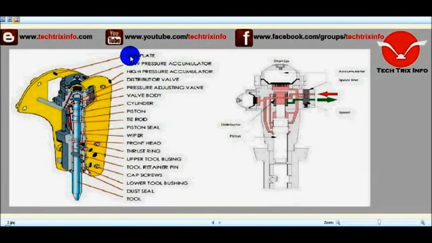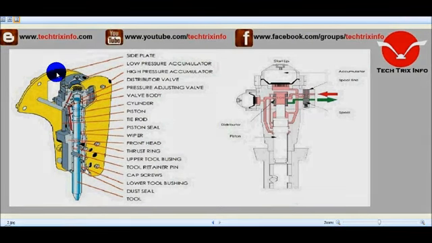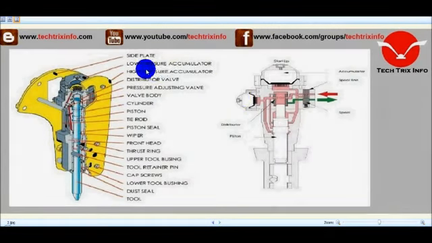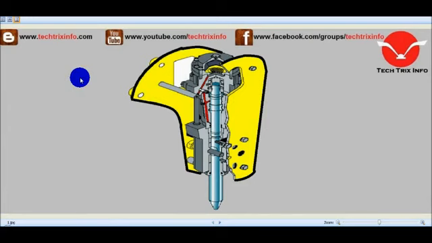So this is the side plate, as you can see over here. The yellow color on both sides of the breaker, we have the side plate. So internally we have the breaker. This is a sectional view so that you can see the internal components, and on both the sides we have the side plate. Then we have the low pressure accumulator on the top. So here we have the low pressure accumulator. As you can see, this is the low pressure accumulator over there.